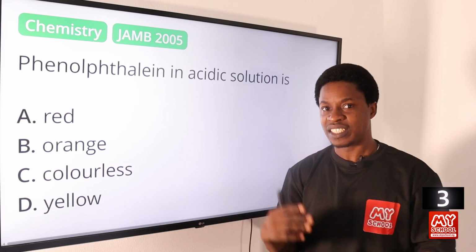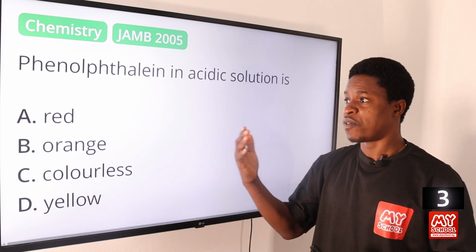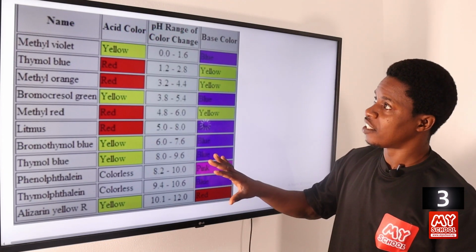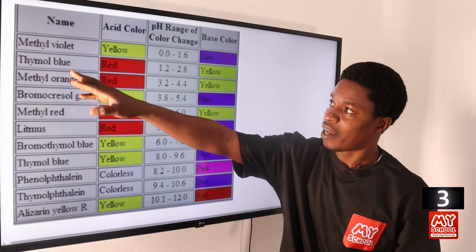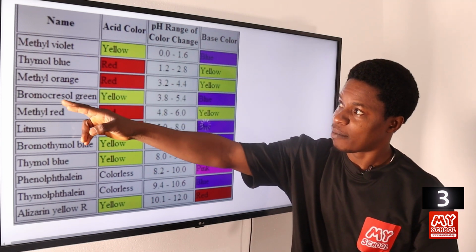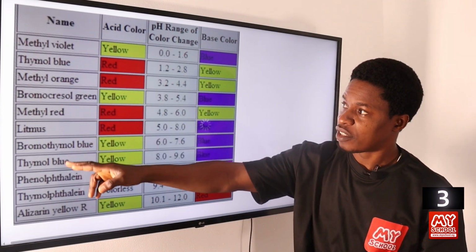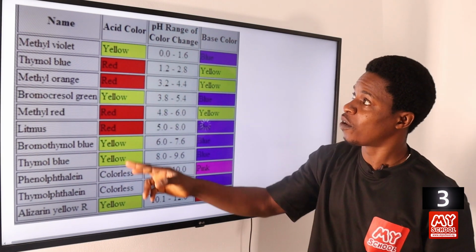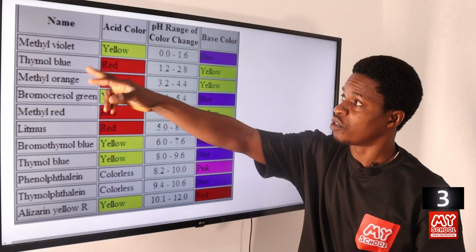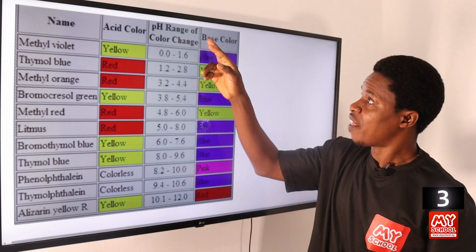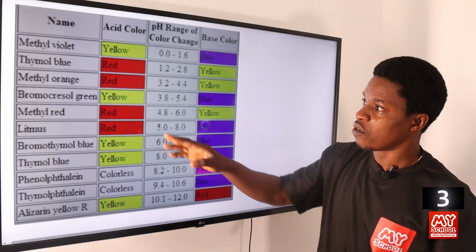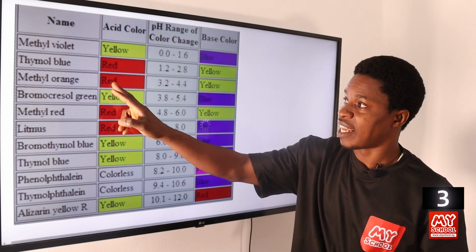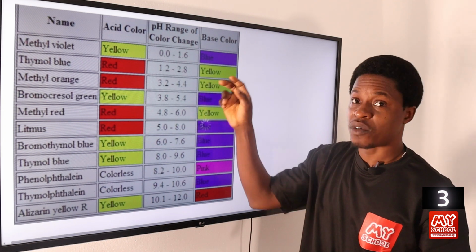So let's look at the chart that you can always refer to in case you are confused. You can see this table that shows these are the indicators we have here: methyl violet, thymol blue, methyl orange, cresol green, methyl red, litmus, and so on and so forth. These are the acid colors. When they are introduced into the acid, these are the colors they give, and then for each of them, look at the base color. So if you look at methyl orange, like I said, red is what it gives in an acid, and then it gives a yellow coloration if you added it to a base.